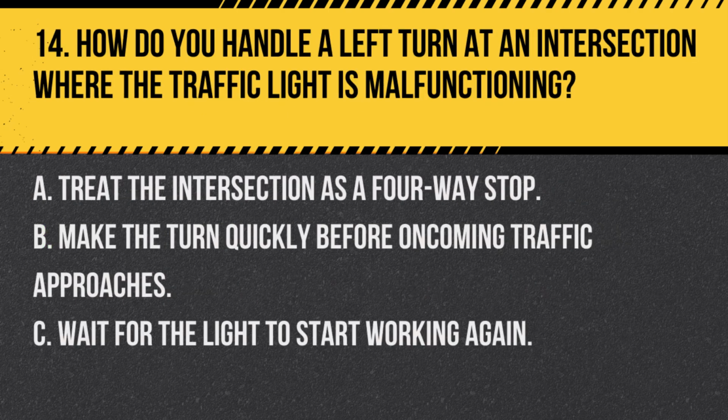Question 14. How do you handle a left turn at an intersection where the traffic light is malfunctioning? A. Treat the intersection as a four-way stop. B. Make the turn quickly before oncoming traffic approaches. C. Wait for the light to start working again. Answer A. Treat the intersection as a four-way stop. This ensures all drivers approach the intersection with caution and yield appropriately.